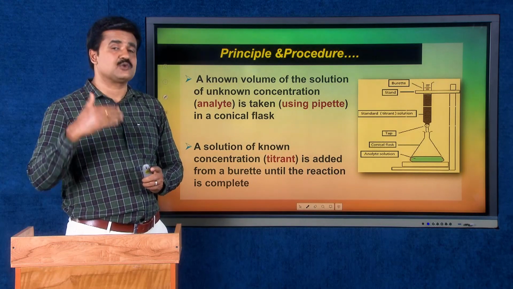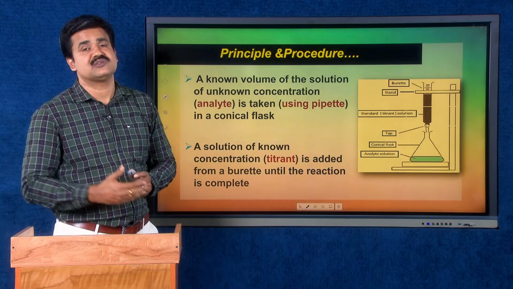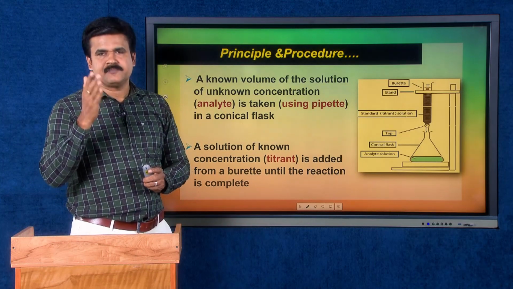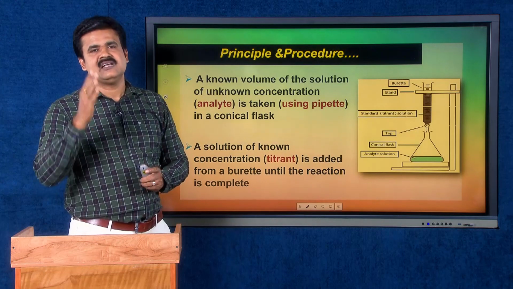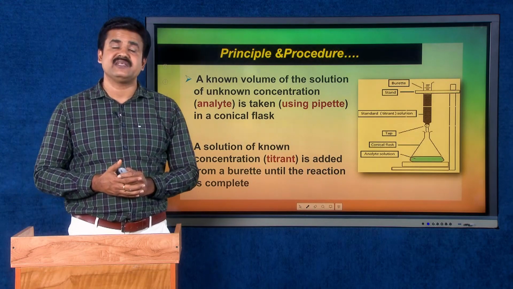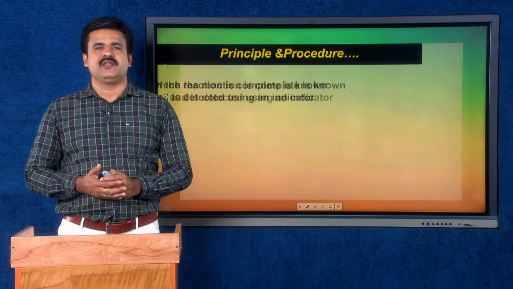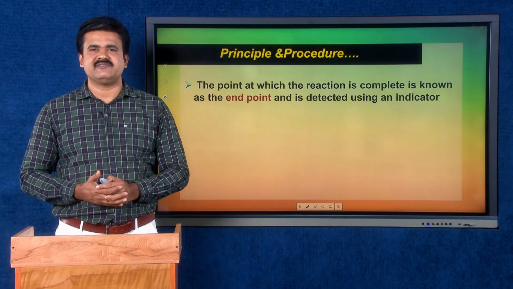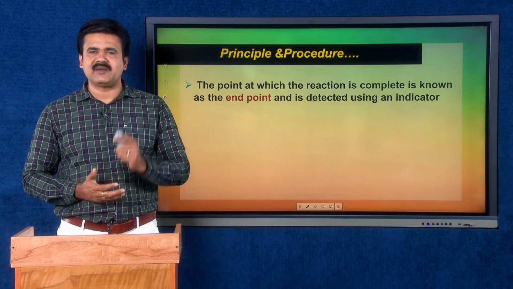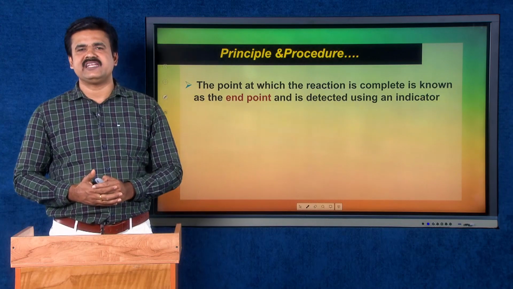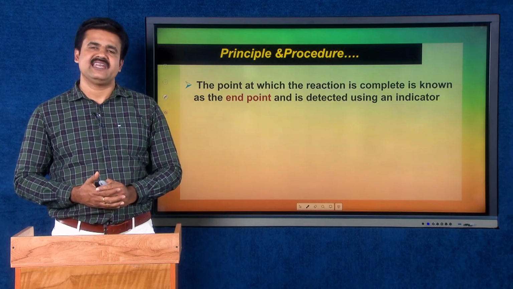A titrant solution is a solution with exactly known concentration, and now you are carrying out the reaction between this analyte and the titrant. The reaction should be continued till it is complete. The point at which the reaction is complete is known as the end point, and this end point is detected using an indicator.